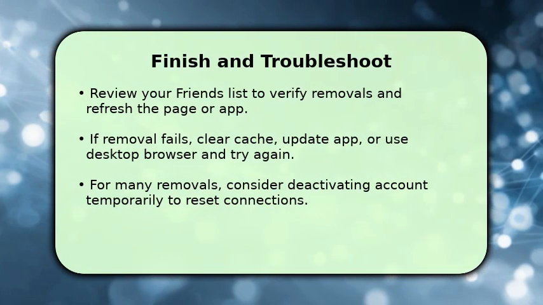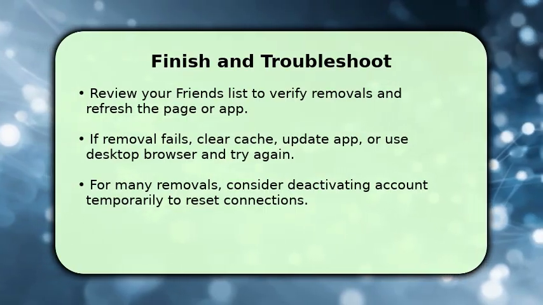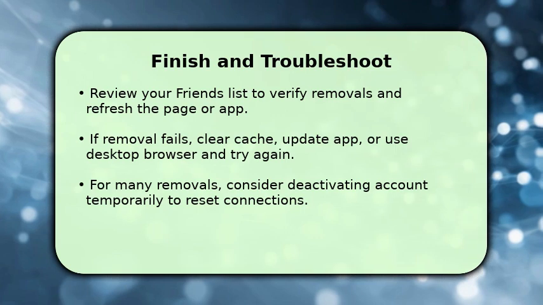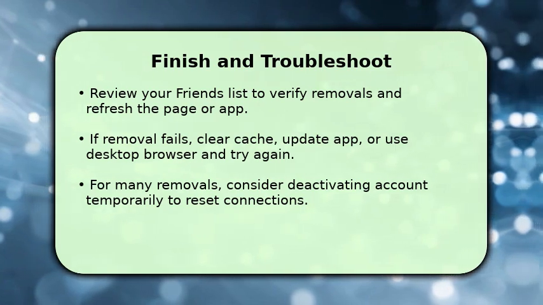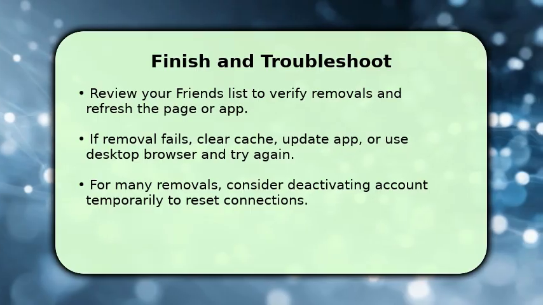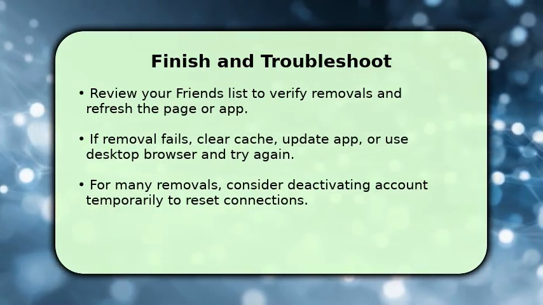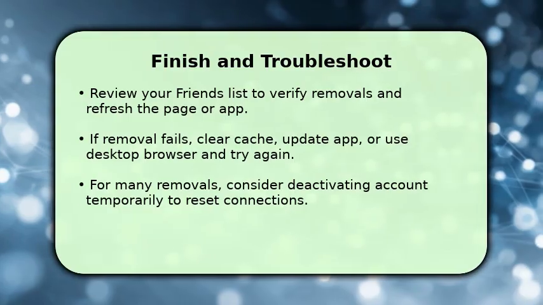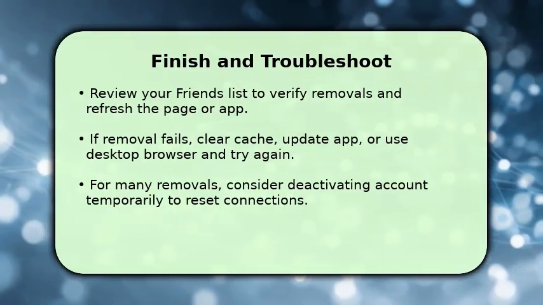You wrap up by reviewing your friends list to confirm each removal, refresh the page, or restart the app to ensure changes stick. If a removal fails, make sure you've updated the app, cleared cache, or switched to a desktop browser and try again, because temporary bugs or rate limits can block actions.